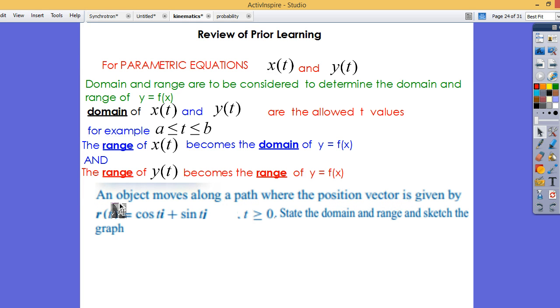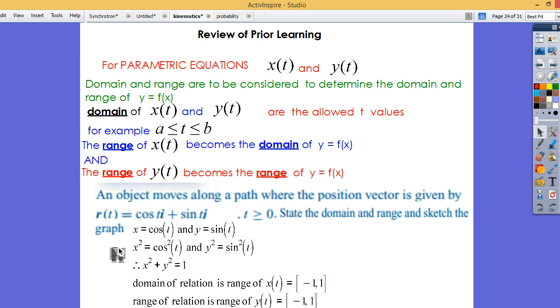So considering that an object moves along a path where the position vector is given by this position vector here, cos of t in the i direction and sine t in the j direction, for t is positive. Let's state the domain and range and sketch the graph. So first off, we're going to see that x is the function here in the i component of the vector. So x is equal to cos of t and y is equal to sine of t.